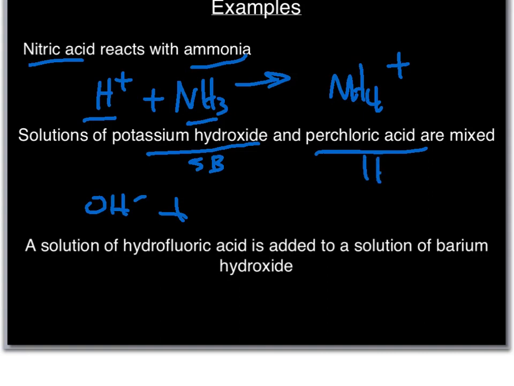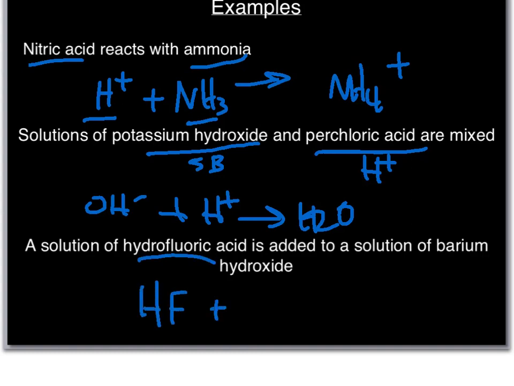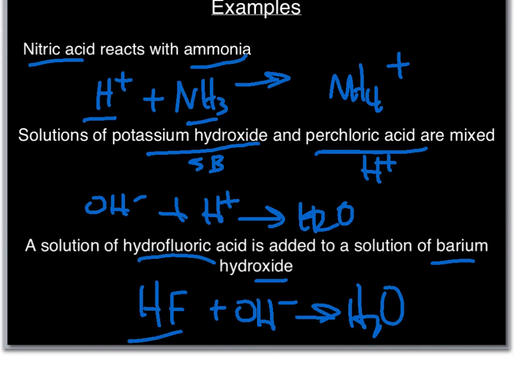Perchloric acid is a strong acid, so it shows up as H+. So there's the NIE, that's water. And then down here, hydrofluoric acid, that's a weak acid, so we write the formula. Barium hydroxide, though, is a strong base, so we write OH minus. So we get water, and then what's left after it loses the hydrogen is F minus.